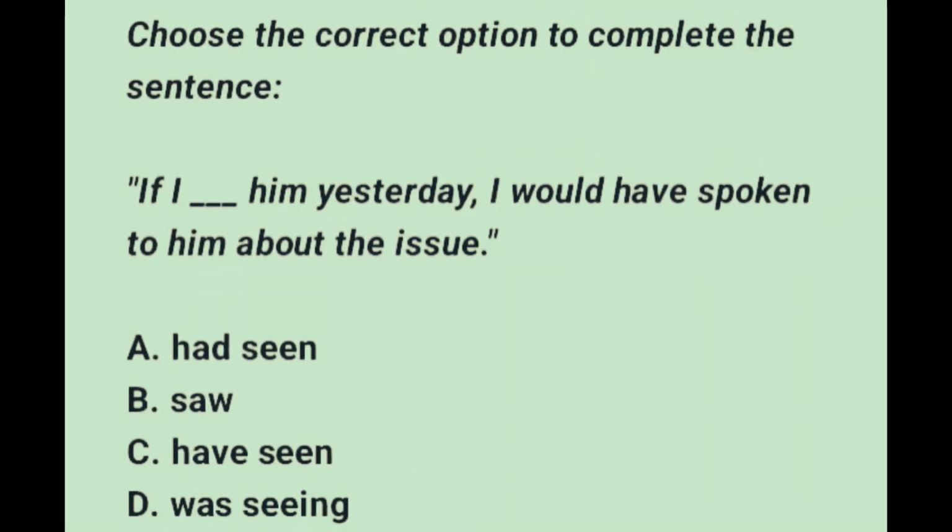Now this is the bonus question. It says choose the correct option to complete the sentence. If I blank him yesterday, I would have spoken to him about the issue. Option A, had seen. Option B, saw. Option C, have seen. And option D, was seen. Drop your answer in the comments. Let's see who gets it right.